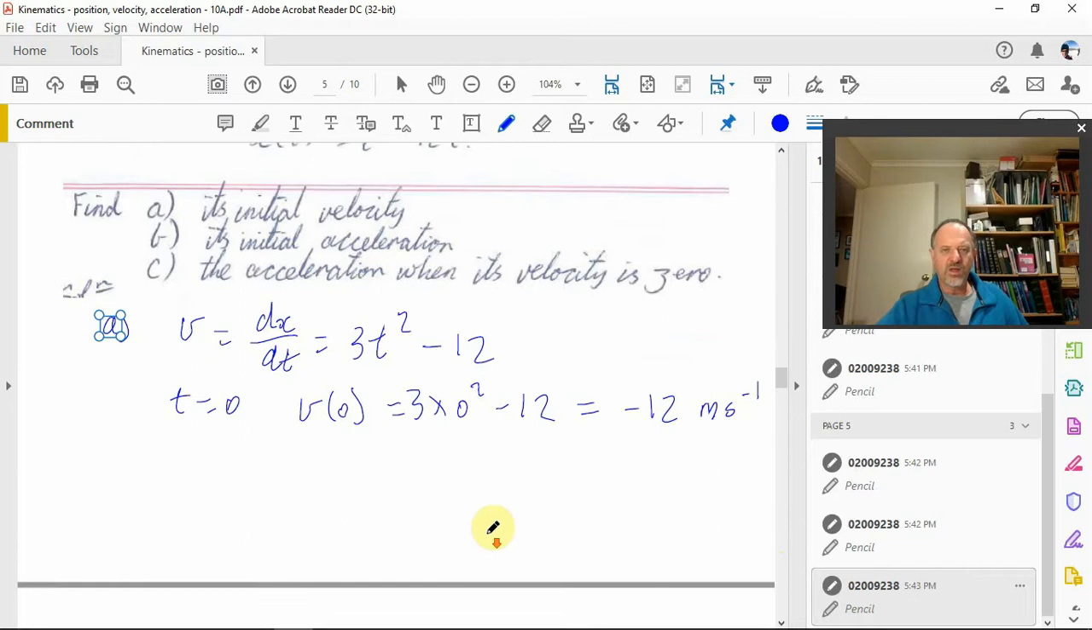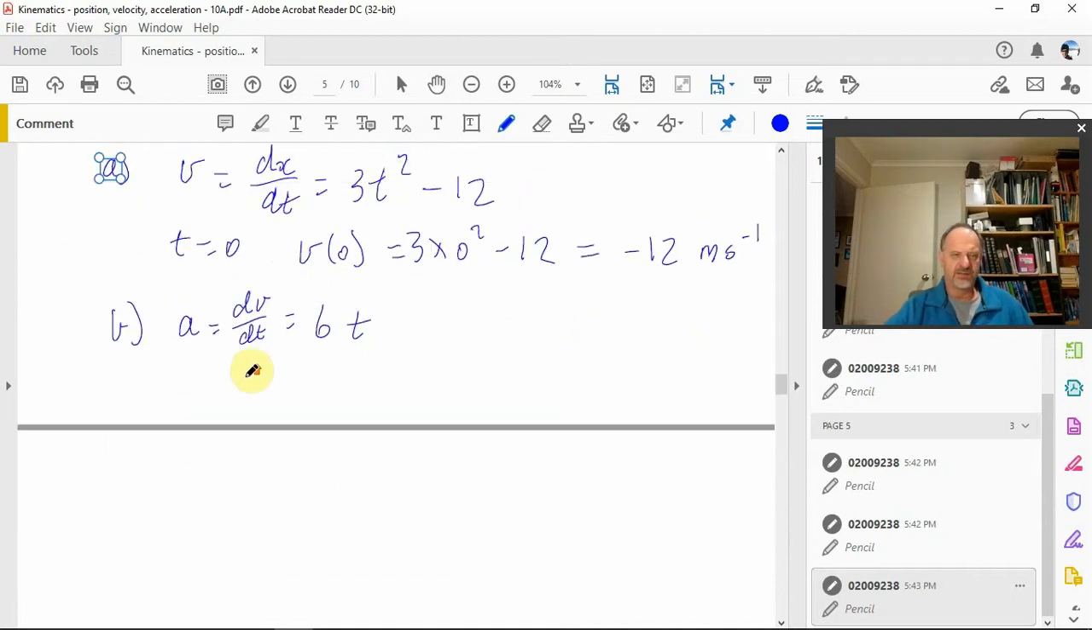Its initial acceleration. All right, so it's initial acceleration. So acceleration is dv dt. So here's our velocity, 3t squared minus 12, so the derivative is 6t. Is all it is. All right, so initial. Let's try and write it down here. So initially is time equals 0. And so the acceleration there is 6 times 0, which is 0 metres per second squared at that time.